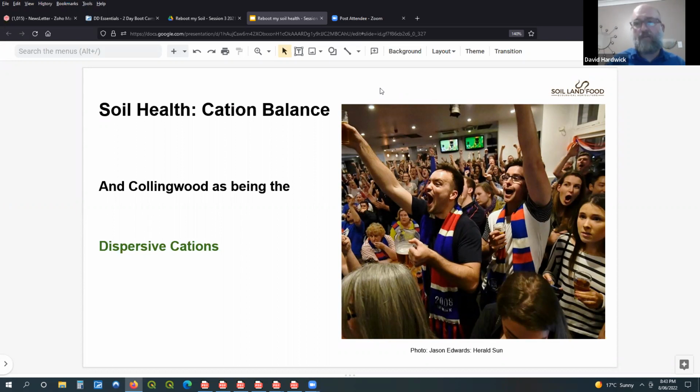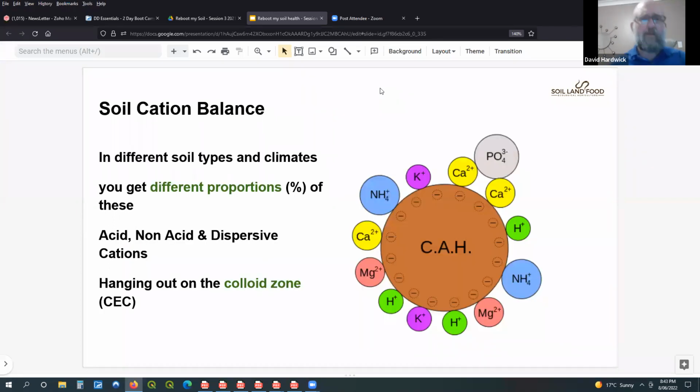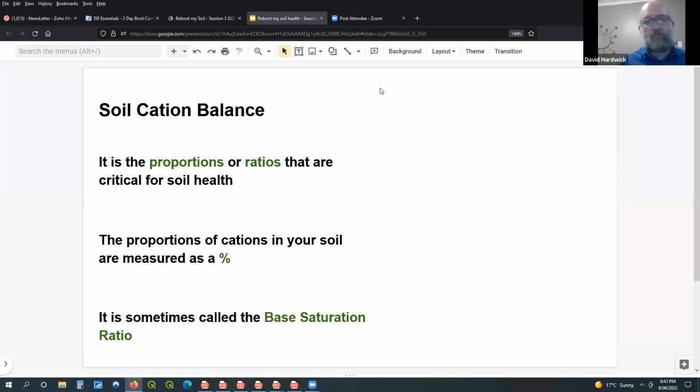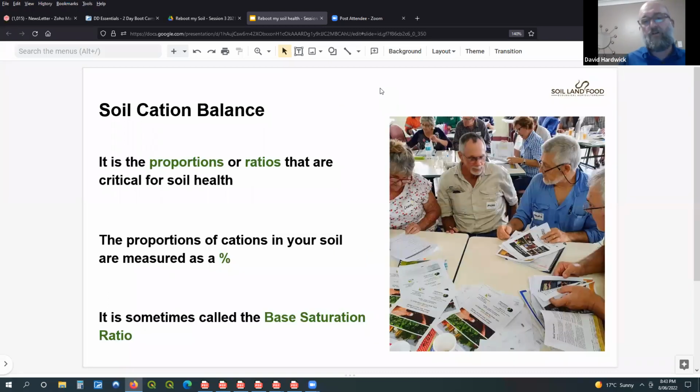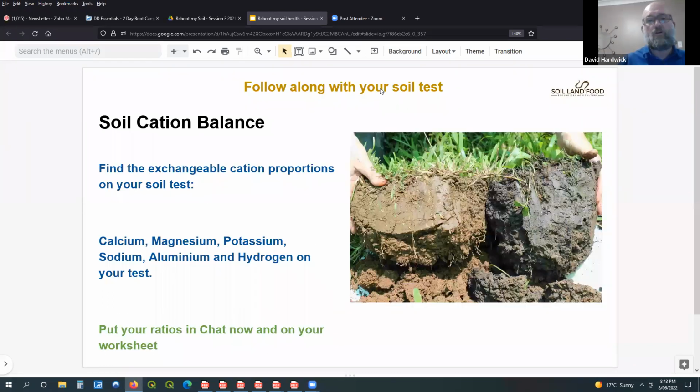So you do get soil types that naturally can be high in sodium or relatively high in sodium, and others that can be high in magnesium, and that can disrupt structure, especially when you lose organic matter. So in different soil types and climates, you get different proportions, as I've just mentioned, and it's the ratio that's important when we're talking about all this.